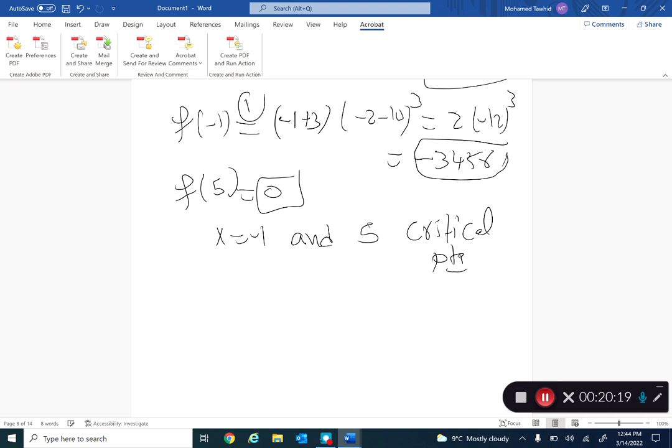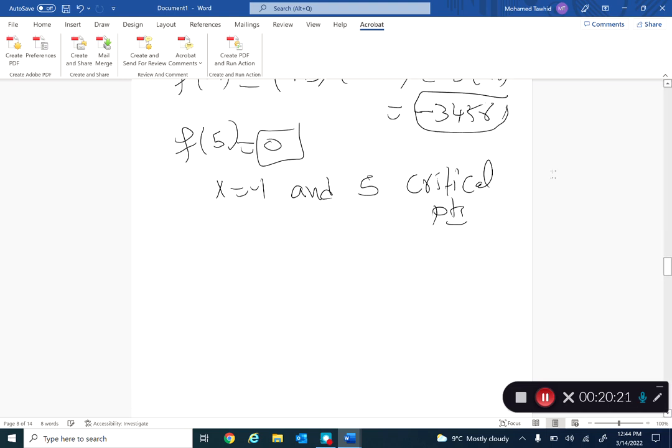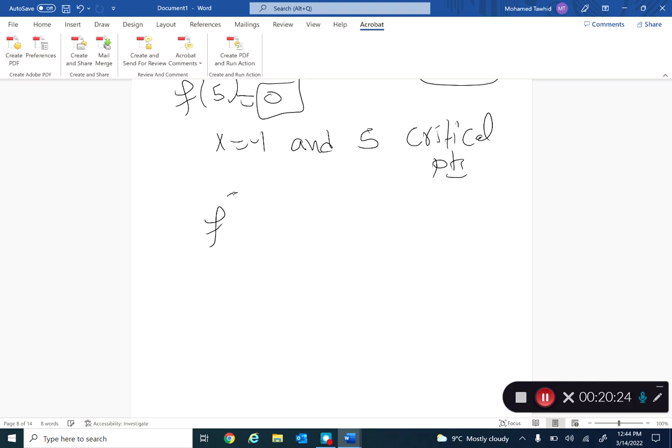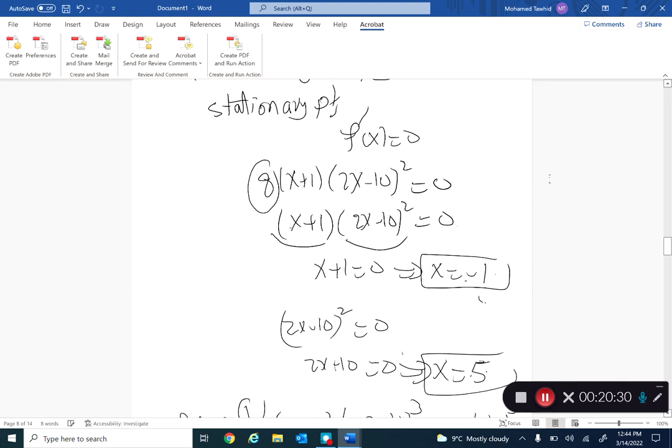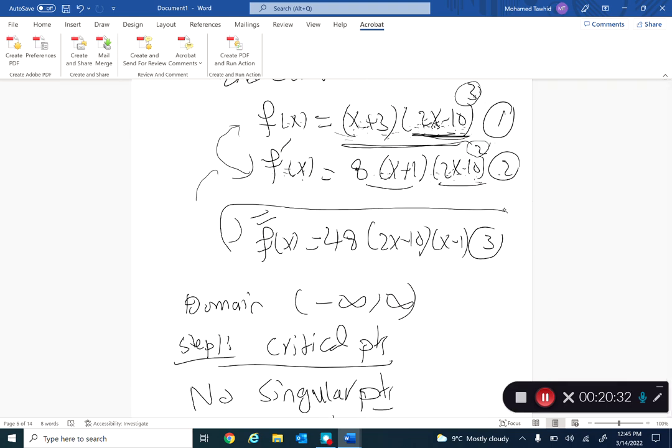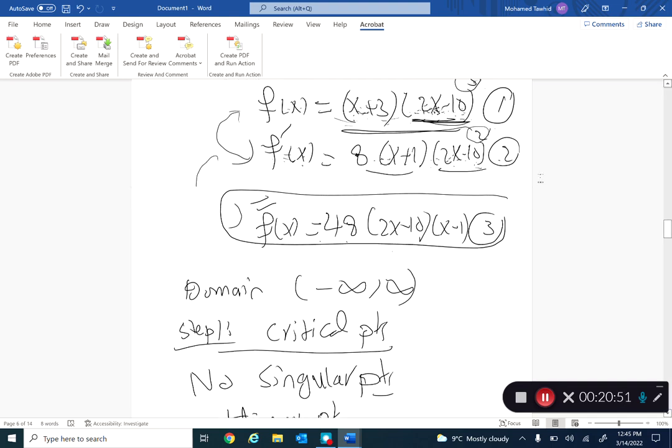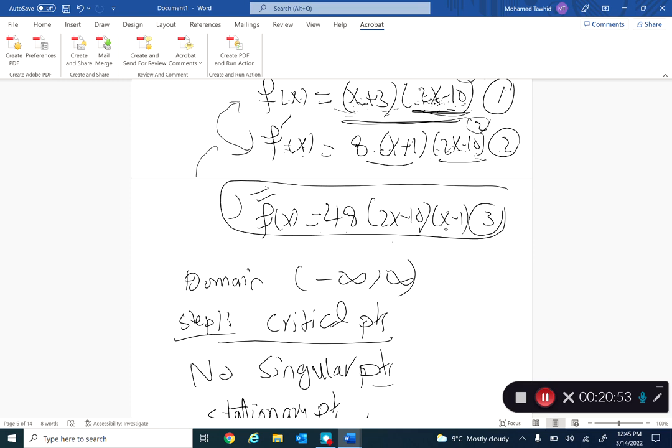So now I'm going to apply the second derivative test. What is the second derivative test? By the second derivative test, you get the second derivative at negative 1. So I have to go to equation number 3 and replace x by negative 1. What I really care about is the sign of your second derivative. What do you mean by the sign of the second derivative? It means is the second derivative at negative 1 positive or negative? That is what I really care about. So if I replace x by negative 1 here, you get a negative sign.